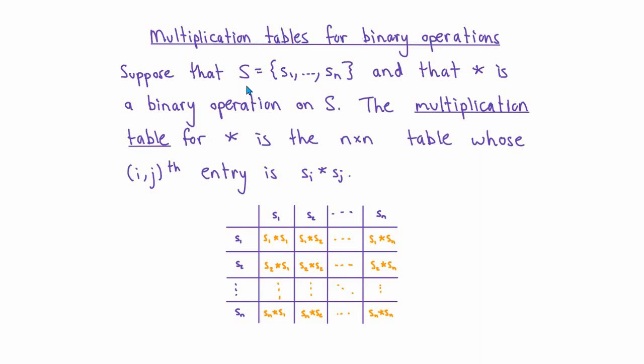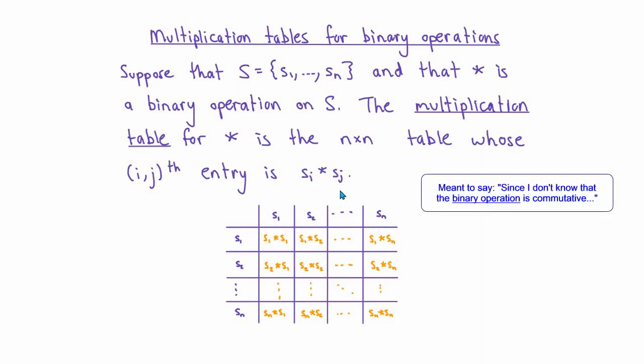If I have a finite set S1 to Sn, and I have a binary operation star on the set S, the multiplication table for that binary operation is the n by n table whose ijth entry is Si star Sj. The entries in the multiplication table here are the ones in orange. And it's important to pay attention to the order, because since I don't know that the multiplication table is commutative, Si star Sj may not be the same thing as Sj star Si.